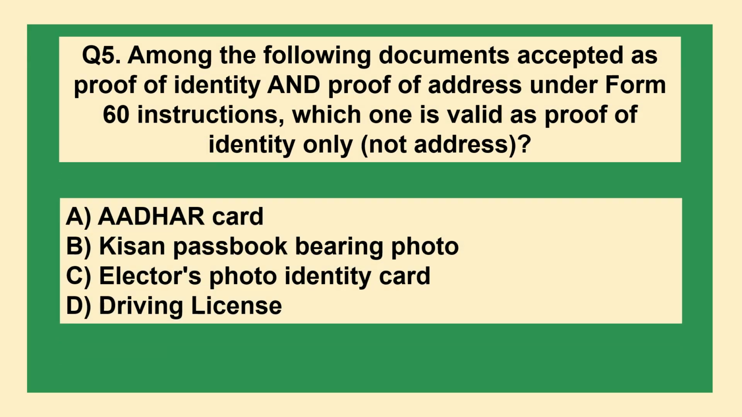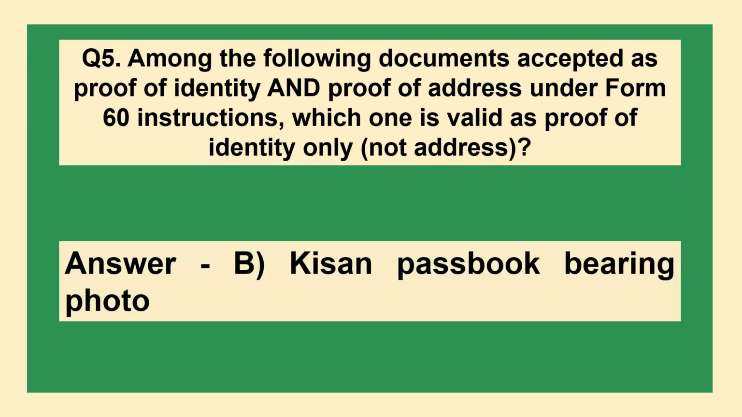Question: Among the following documents accepted as proof of identity and proof of address under Form 60 instructions, which one is valid as proof of identity only, not address? Option A Aadhaar card, option B Kisan passbook bearing photo, option C elector's photo identity card, option D driving license. Correct answer is option B Kisan passbook bearing photo.